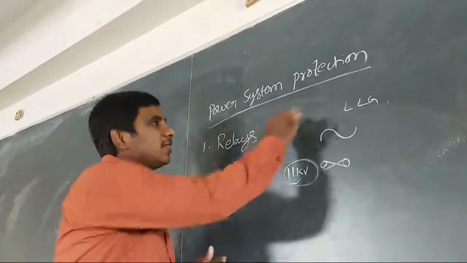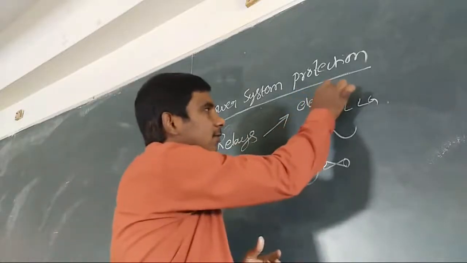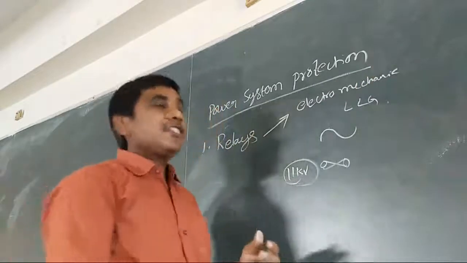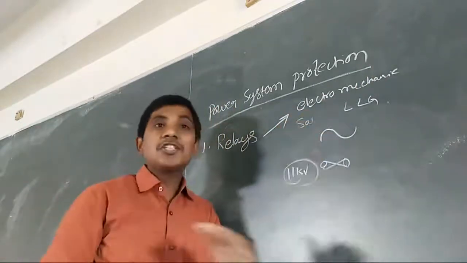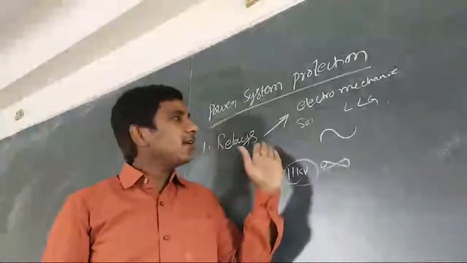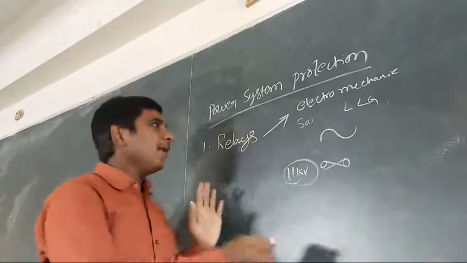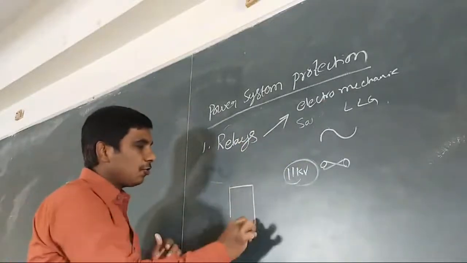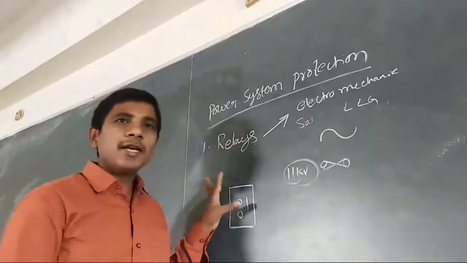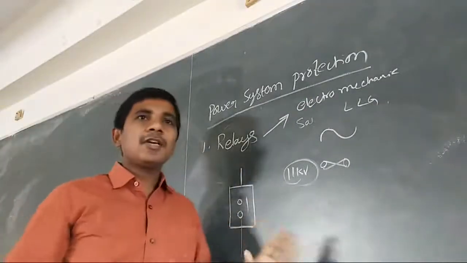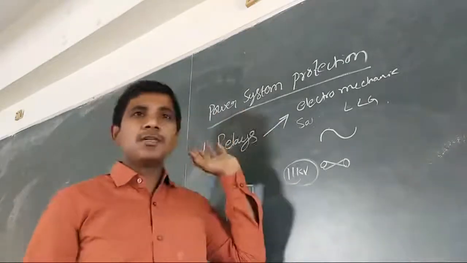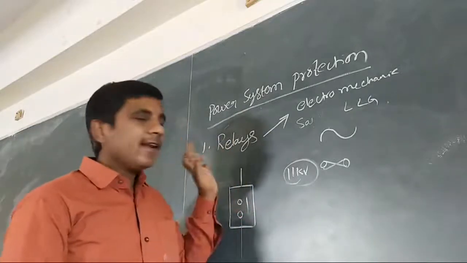What are the various types of relays? Electromechanical relays will be studied in unit 1. And static relays work with transistors and diodes, and they give the signal to the circuit breaker. The actual operation is done by the circuit breaker. The symbol of a circuit breaker is like this. The actual operation of the circuit breaker is to break the circuit. The circuit breaker is unit 4 in our syllabus. To operate the circuit breaker, a relay is required.